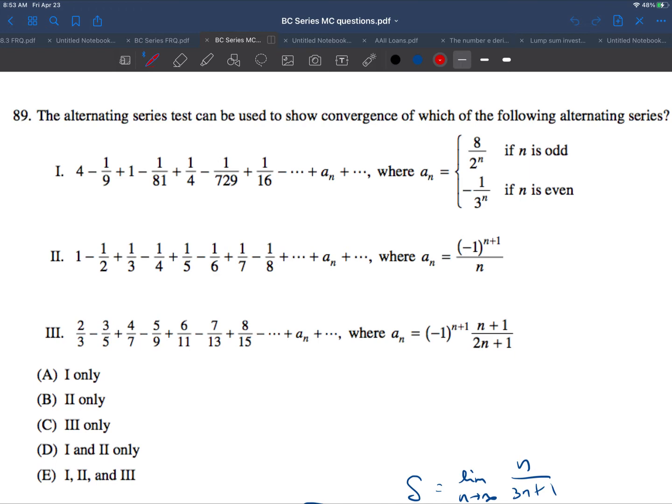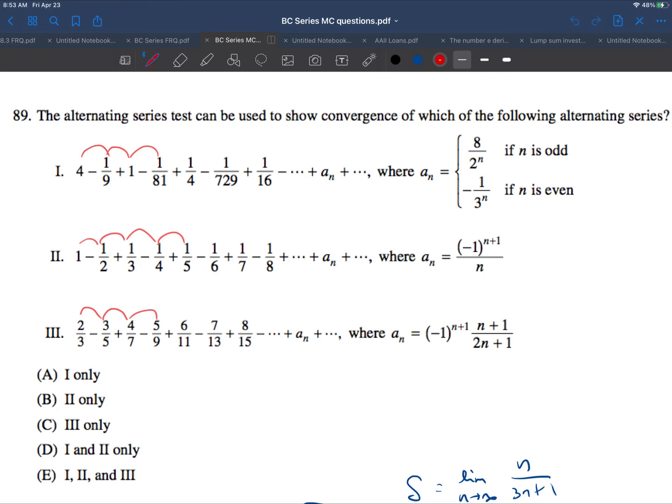All right, so we're going to look at the alternating series test. So the first thing is that the terms actually have to alternate in sign. So if you look at the first series, we go from positive, negative, positive, negative, positive, negative. So yes. Second series, yep. Third series, yep. So the first condition is satisfied. The series are all alternating.